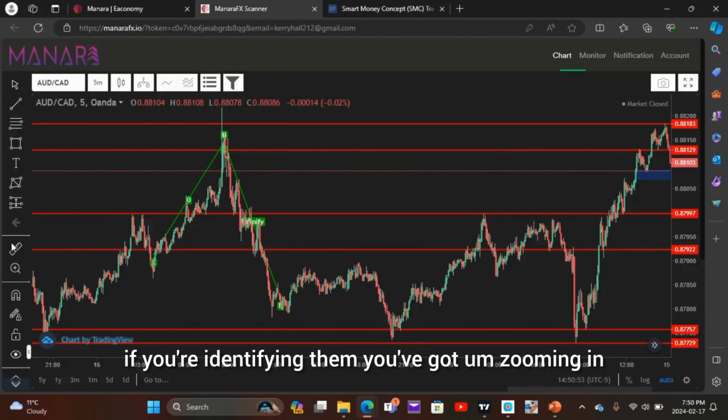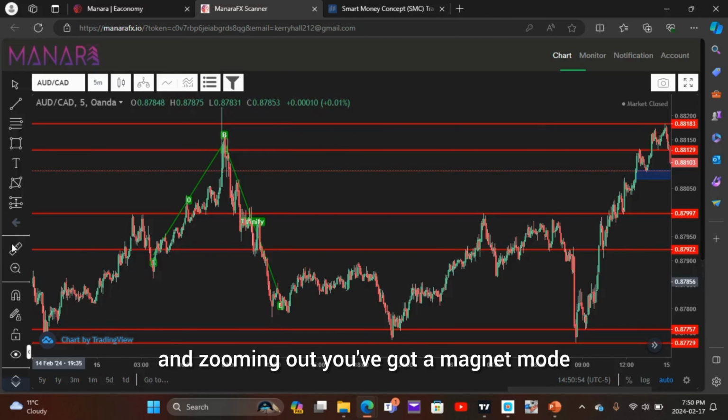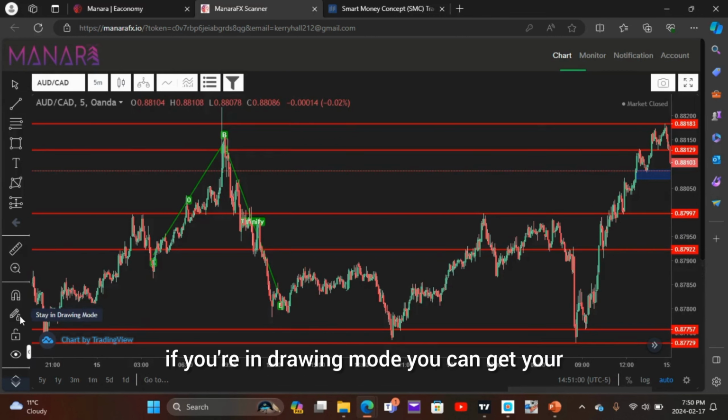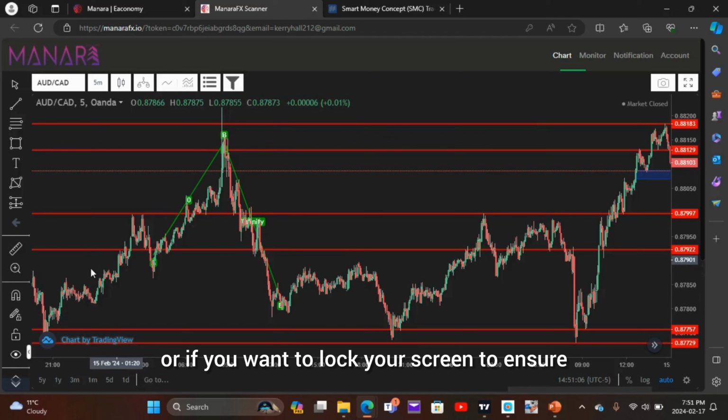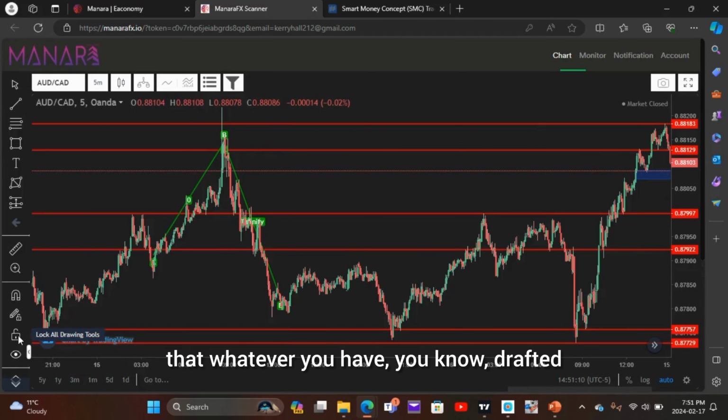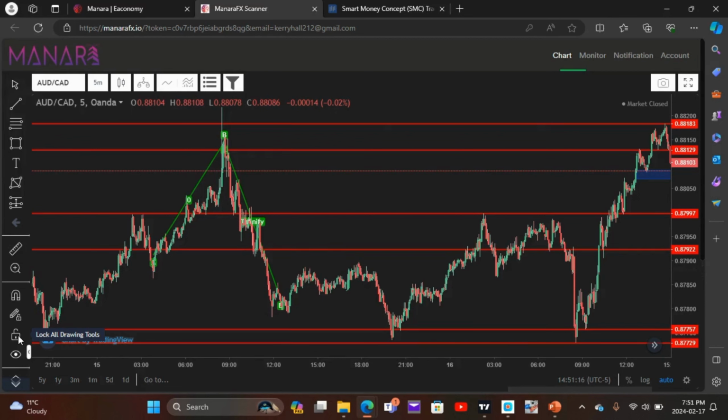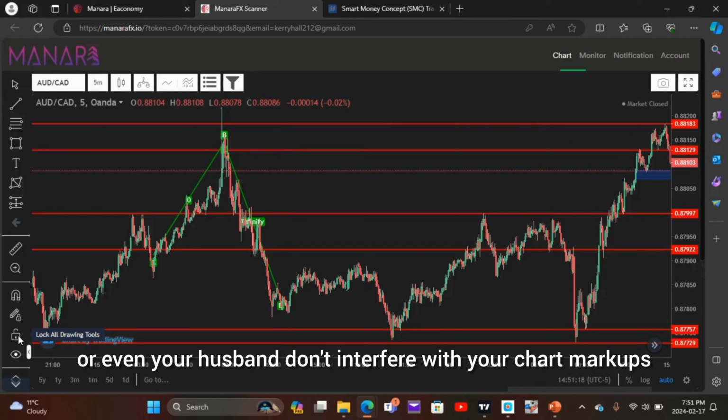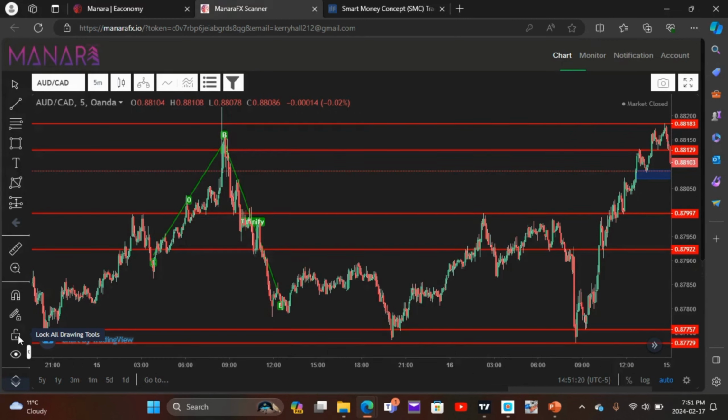You've got zooming in and zooming out. You've got a magnet mode. You've got your pencil. So if you're in drawing mode, you can get your pencil locked in so it's always there drawing, or if you want to lock your screen to ensure that whatever you have drafted stays on your screen, you can just hit that padlock so that your baby or your kids or even your husband don't interfere with your chart markups, right?